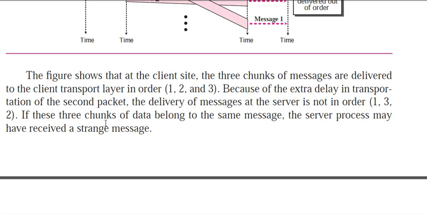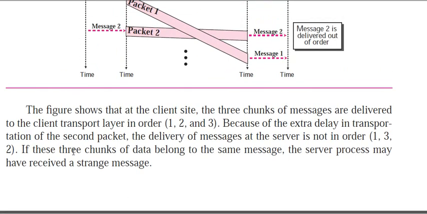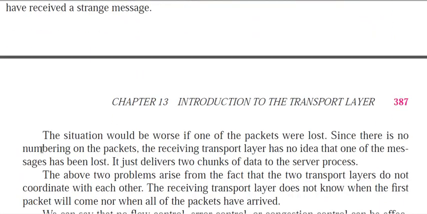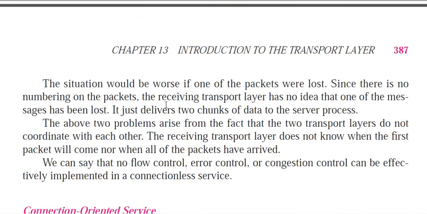If these three chunks of data belong to the same message, the server process may have received a strange message. Message should be in order 1, 2, and 3, but at the destination we have 1, 3, and 2. This situation would be worse if one of the packets were lost, since there is no numbering on the packets.